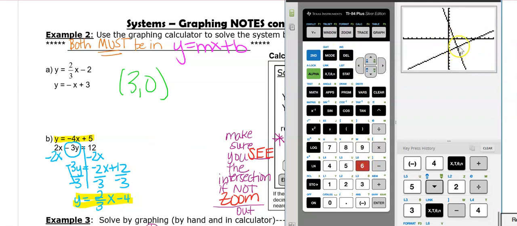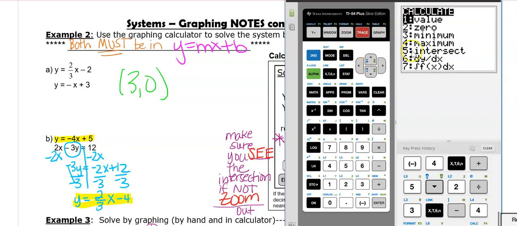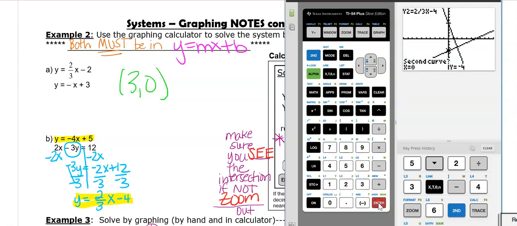Do we see it on our screen? Yes, we do. If not, you would have to zoom out by hitting zoom and the out button. But luckily, we do see it. So then you're going to hit second trace because we want it to calculate number 5, the intersection point. Then you hit enter, enter, enter, and it tells us that our intersection point is a big ugly decimal.